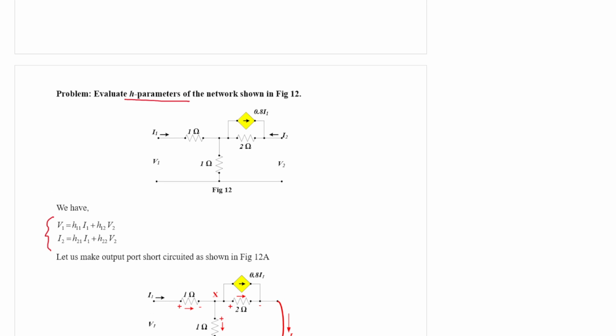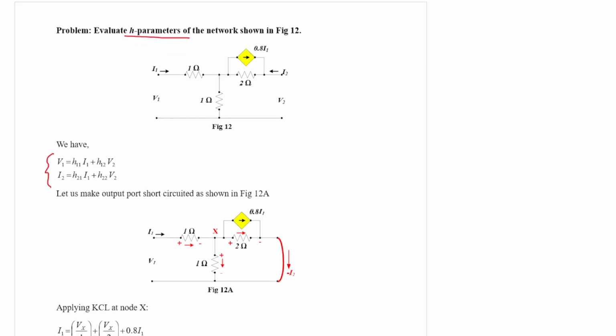Right. So at one point of time you should make V2 equal to 0. That means the output port must be short circuited. And at some point of time you should make I1 equal to 0. That means the input port should be open circuited.